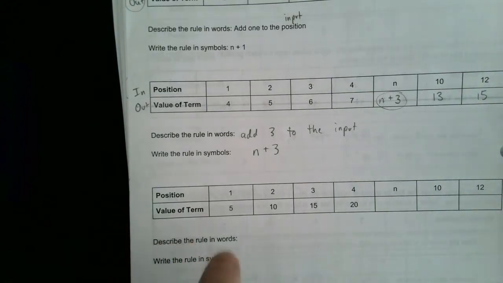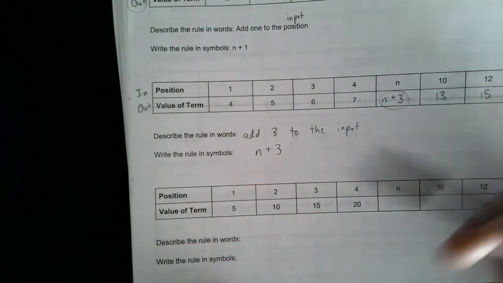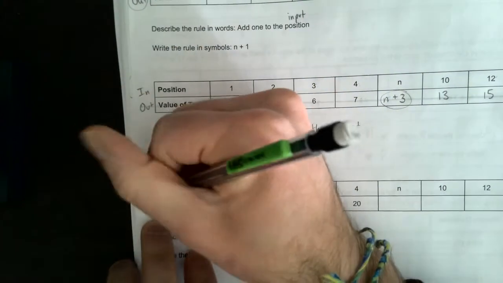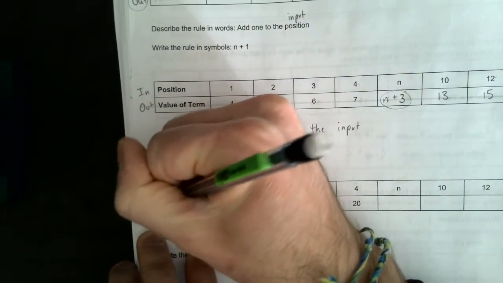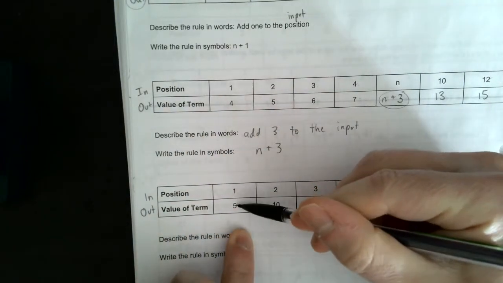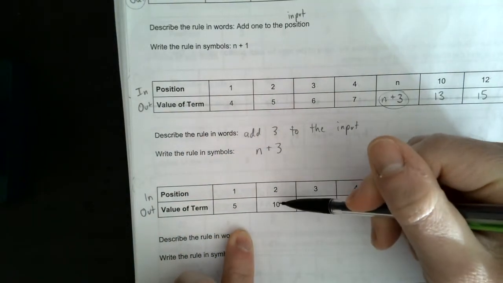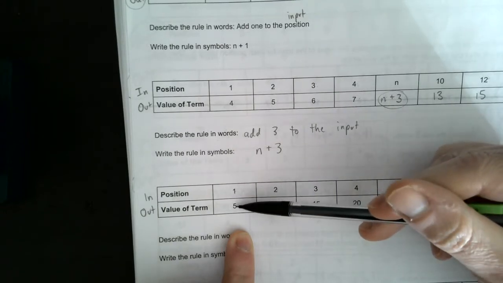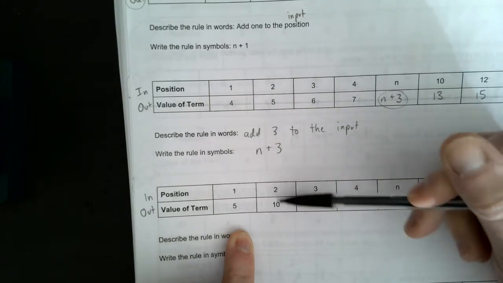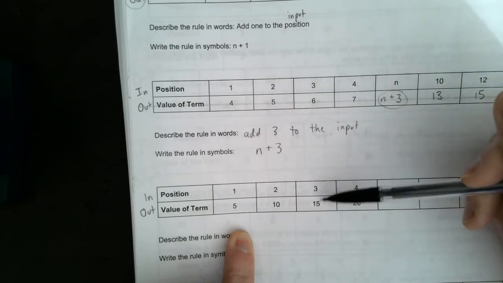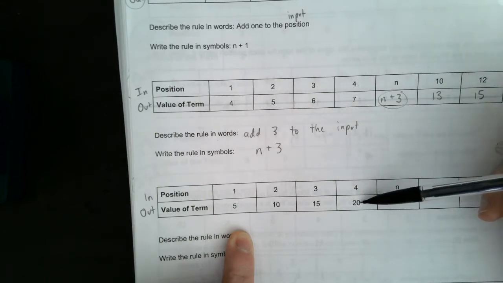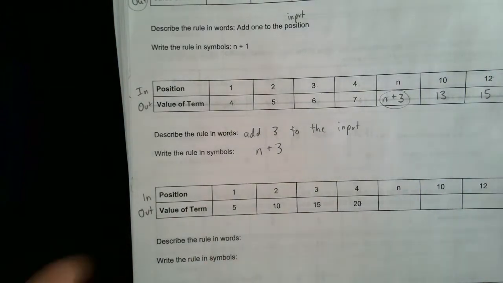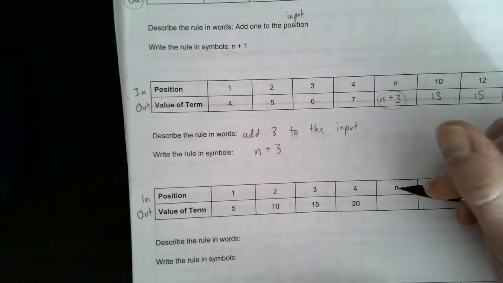Beautiful. All right. This next one here, let's try adding first. What's 1 plus 4? By the way, this is the input and the output. 1 plus 4 is 5. 2 plus 4 is 6. So it's not plus 4. Let's use multiplication maybe. 1 times 5 is 5. 2 times 5 is 10. 3 times 5 is 15. 4 times 5 is 20. So it looks like whatever the input is, we're going to multiply it by 5.